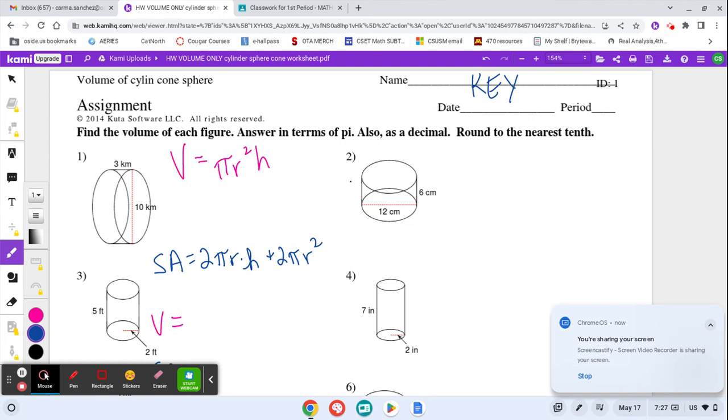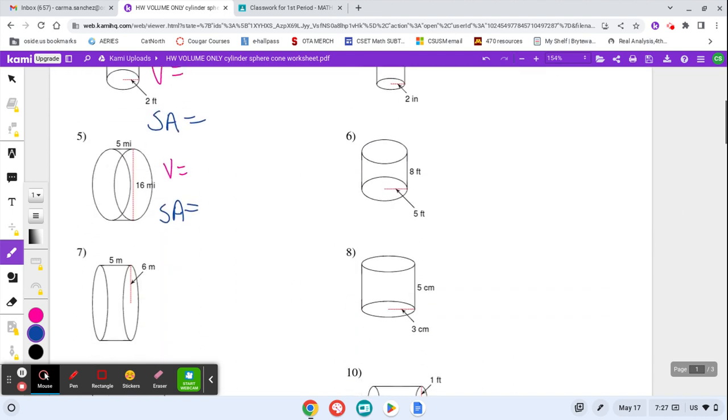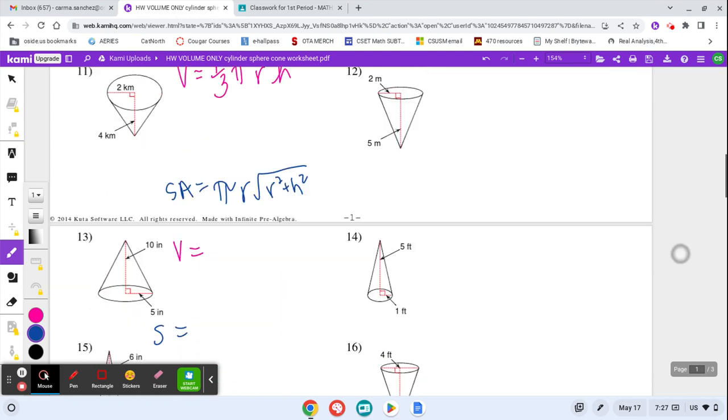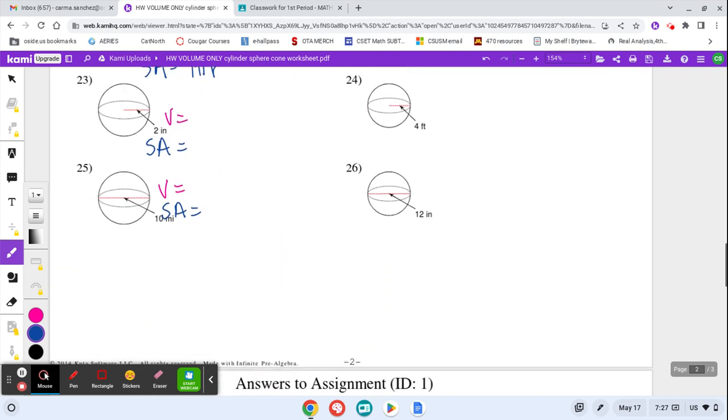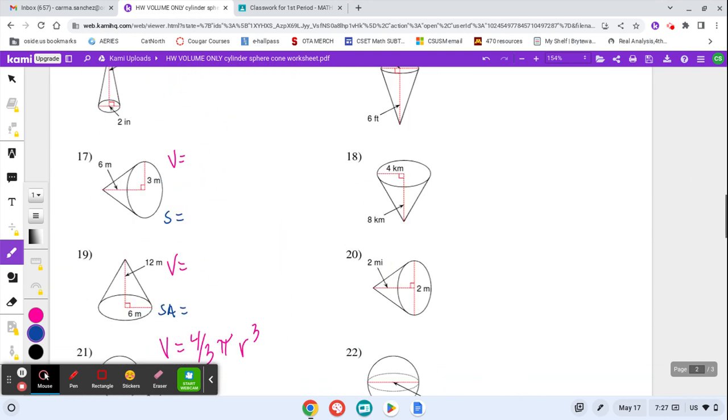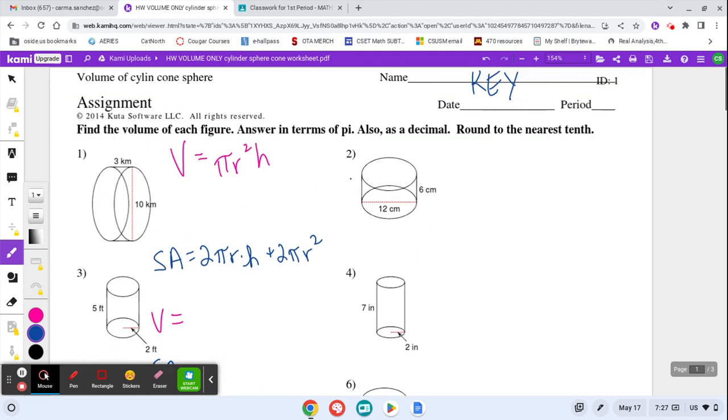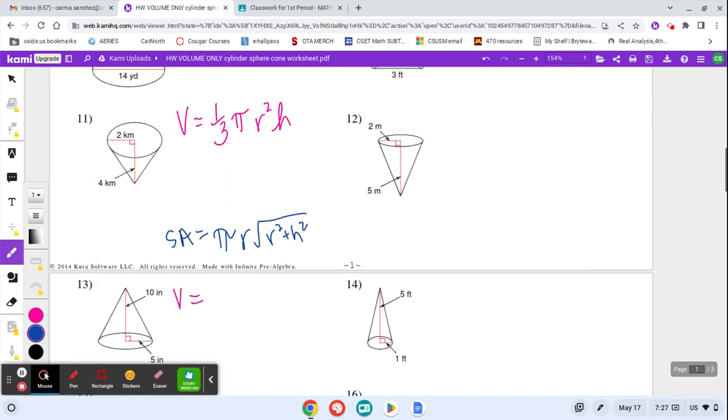Okay, today we're going to be doing more volume and surface area. Today it's going to be on cones, cylinders, and spheres. So I'm going to do some of the odds on the left-hand side of today's worksheet. You can see where the writing is on the left. There's some cones down there, and at the bottom are the spheres. And then you guys are going to do the odds on the right-hand side, 2, 4, 6, 8, 10, 12, etc.